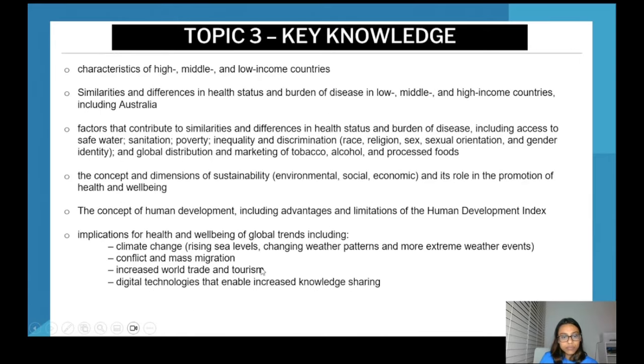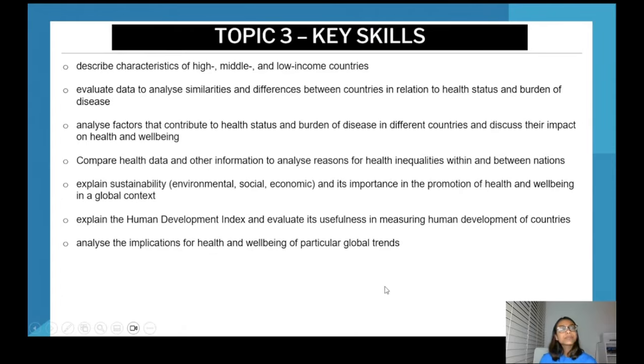Oh, and this is stuff like social media as well, like down here. So digital technologies enable increased knowledge sharing. So just social media is included in that.